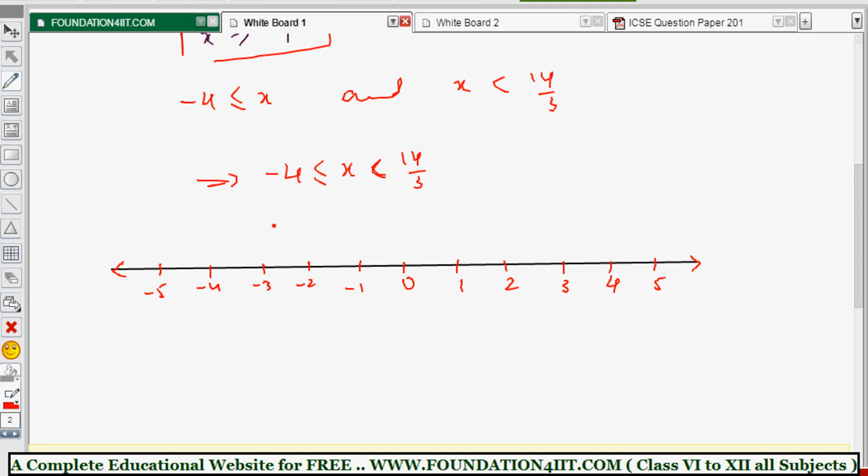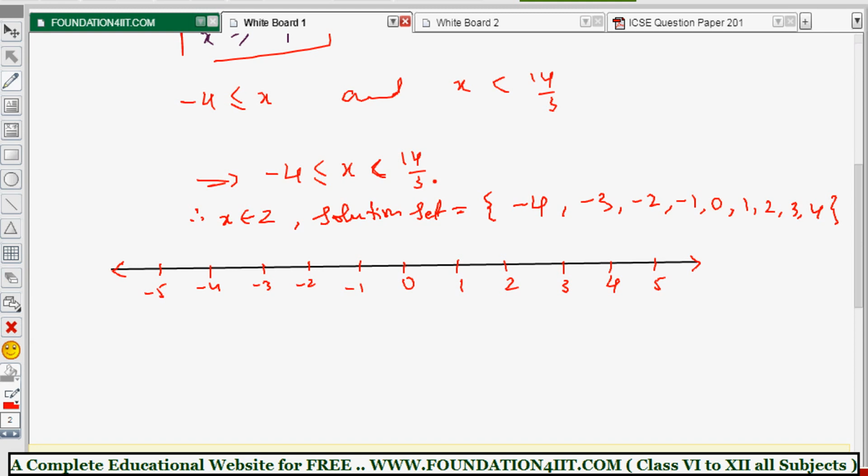Then if you write the solution set, therefore x belongs to integers, so we write only those which are integers. Minus 4 is included because minus 4 is less than or equal to x. So minus 4, minus 3, minus 2, minus 1, 0, again 1, 2, 3 and 4. Because 14 by 3 is more than 4, you should take the 4. That's it. Now all this you can mark on the number line.